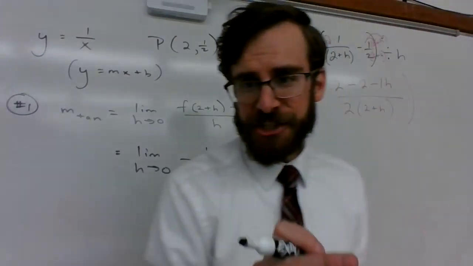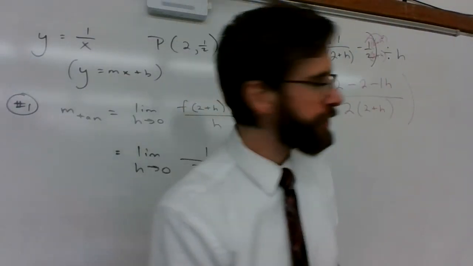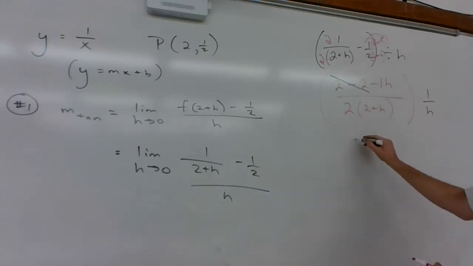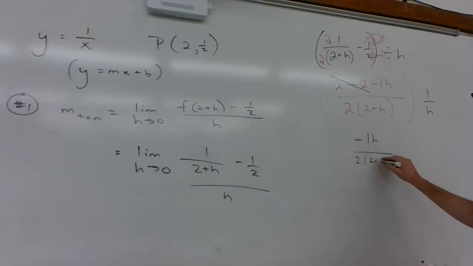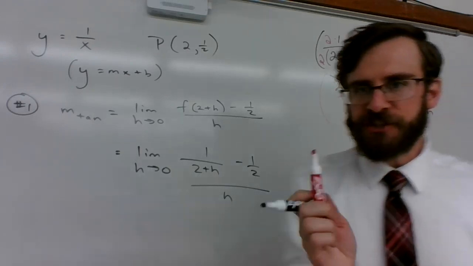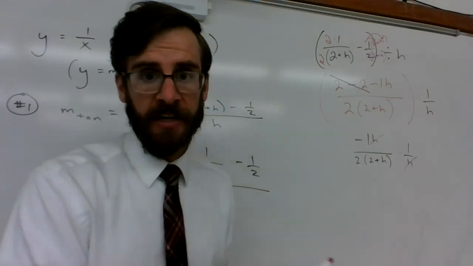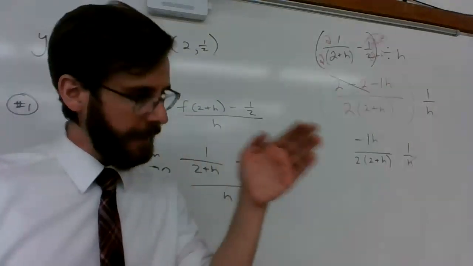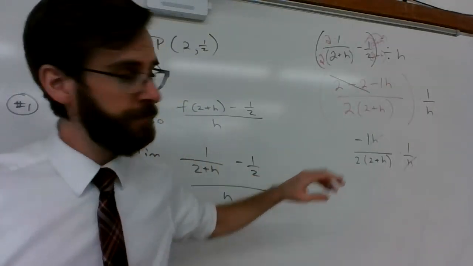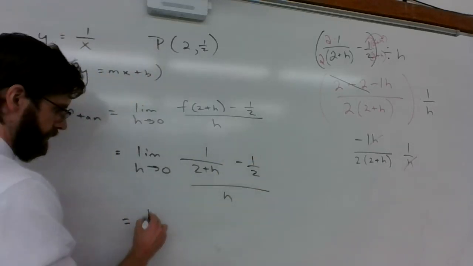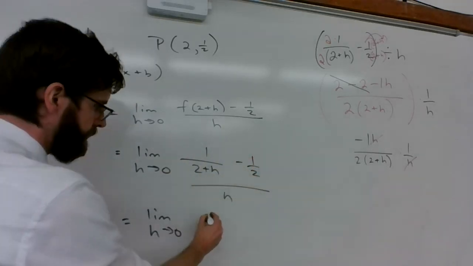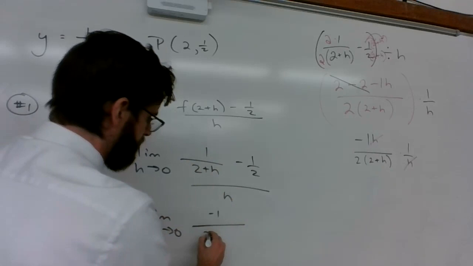Now divided by h is the same as times 1 over h. The 2 minus 2 cancels, and you're left with negative 1h over 2 times 2 plus h times 1 over h. The h's cancel, and that was the domain issue that we needed to cancel out in order to plug in that h approaches 0. Remember, limits were just a game of saying, I got a domain issue, I need to get rid of that domain issue. We just did it. So this is the limit as h approaches 0 of negative 1 times 1 all over 2 times 2 plus h.